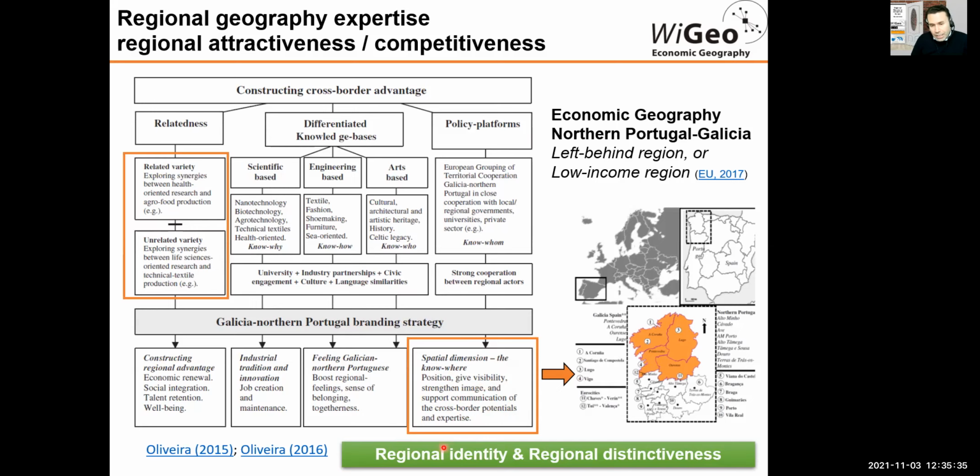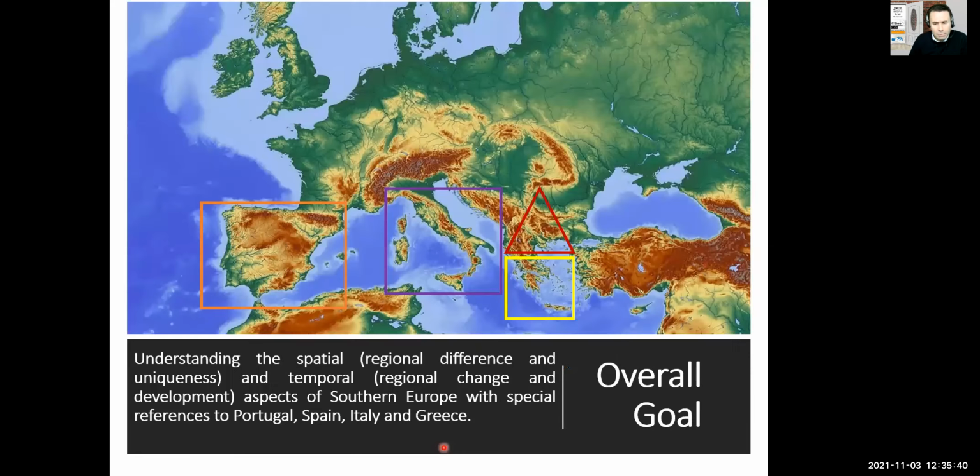So here is an example of the kind of studies that I have been engaged in the past. Then we reach a slide more or less at the midpoint of this first part of the lecture, and already the first take-home message: what is the overall goal of this model, regional geography of Southern Europe? I was free to decide about the geography I wanted to bring to this regional geography model.